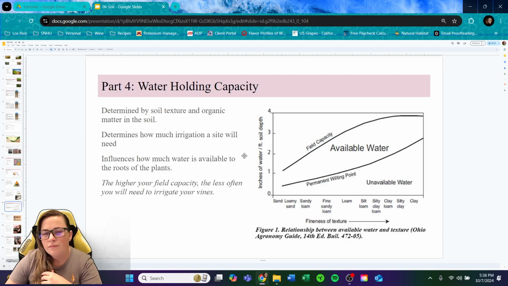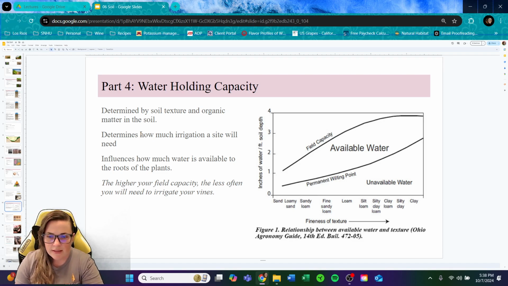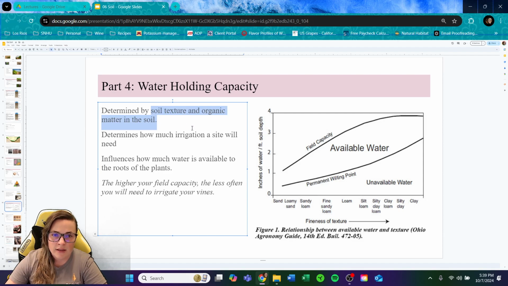Cool. Water holding capacity, part 4. So water holding capacity is very important because our roots need access to water. They also need access to oxygen and nutrients and a host of all sorts of wonderful things. But your soil texture and your organic matter in the soil will determine your water holding capacity. That's very important. Why is this important in a grand scheme of things?